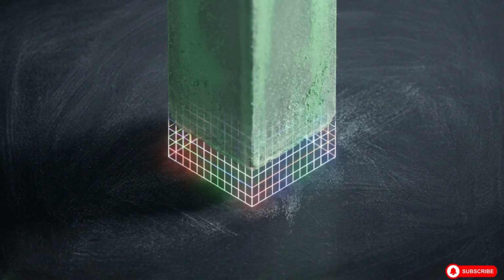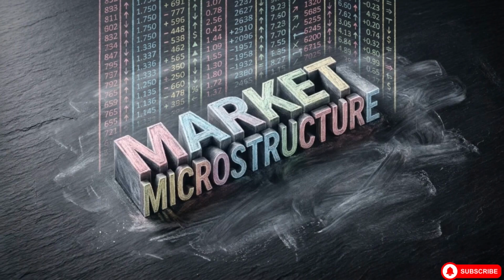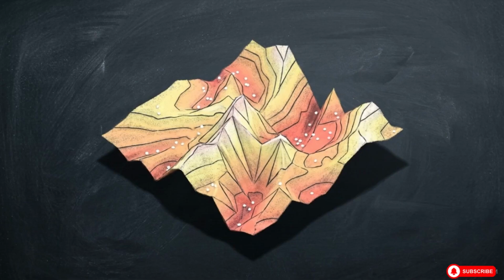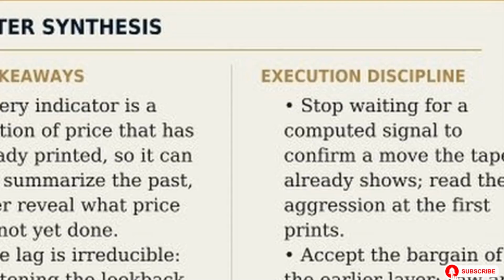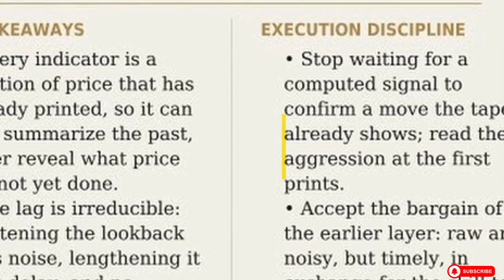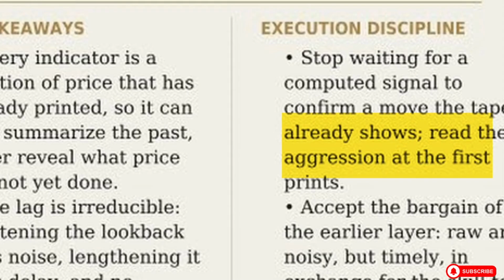To see the move actually begin, you have to look at the layer underneath the indicators. You need the raw, uncomputed present tense of supply and demand, found entirely in the order book and the time and sales tape. Today, we are going to map the live auction. We will do this by reading the continuous, direct interaction between what the market intends to do and what the market actually executes. To trade the present, you have to discard the lagging mirror of derived indicators. You must learn the literal language of the buyers and sellers and read the aggression at the very first prints.